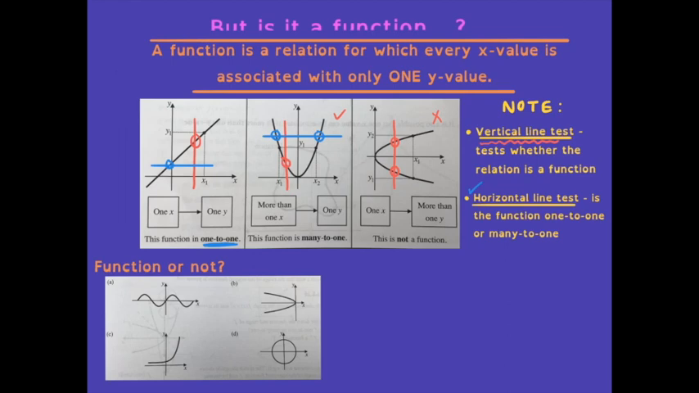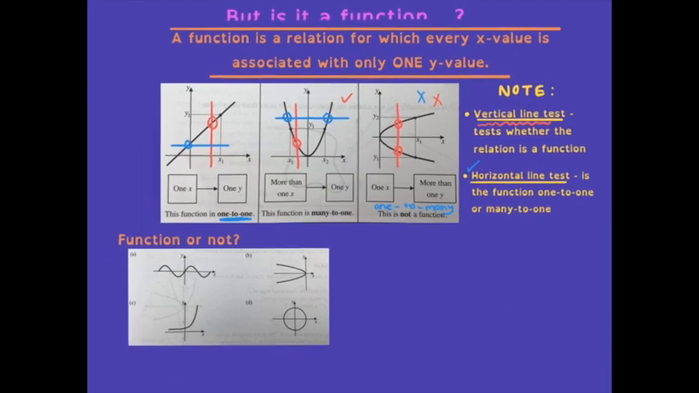And obviously, we don't need to do the horizontal line test for our third graph, because we already know it's not a function. If we had to call this anything, we would call it a one-to-many. That's how we would describe it. For one x value, it's mapping onto many y values.